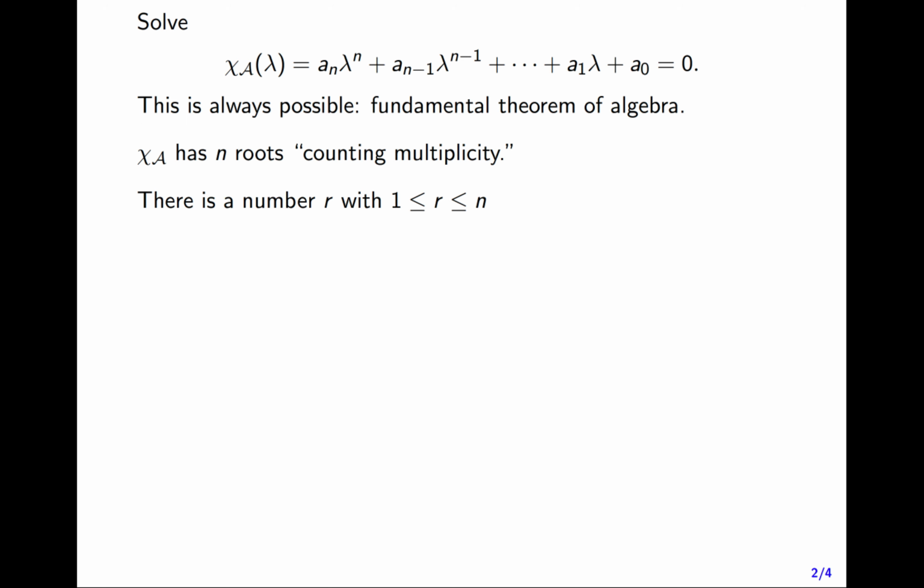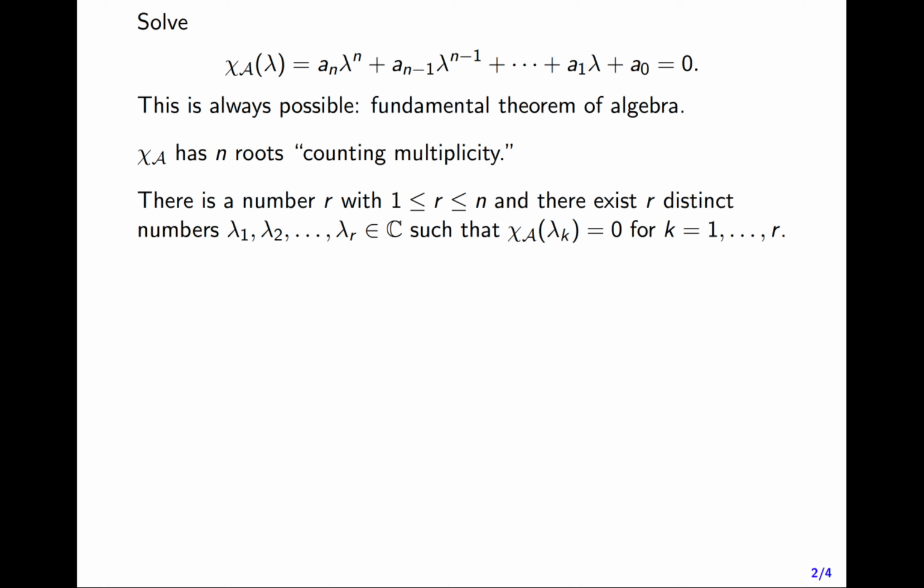So what does that mean? First, I can find a number r, with r being between 1 and n, and I can find r distinct numbers, lambda 1, lambda 2, up through lambda r, which may be complex, such that if I plug those numbers lambda k into chi A, I get 0. That is, the characteristic polynomial chi A, evaluated at lambda k, is 0 for k equals 1 through r. Moreover, I get positive integers m1, m2 through mr. So these positive integers are associated with the r numbers lambda 1, lambda 2 through lambda r.